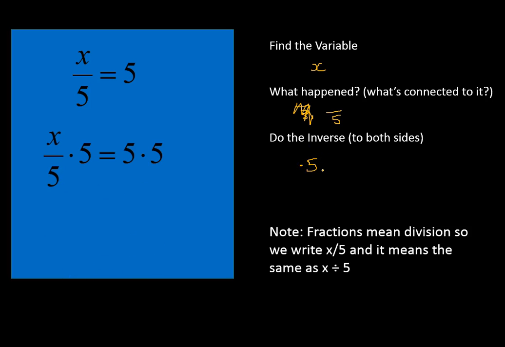Let's go ahead and do that. So we have x divided by 5 times 5. Those will cancel each other out because 5 divided by 5 is 1, and 1 times x just leaves us with x. And over on the right side, we have 5 times 5, which gives us 25. Again, we can do a check by substituting into the original equation. Is 25 divided by 5 equal to 5? If that's true and our check works out, then we've successfully solved the question.